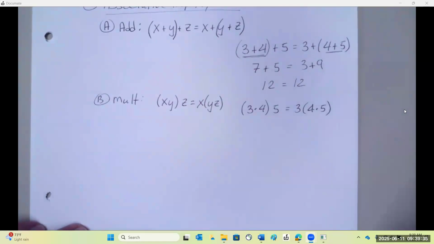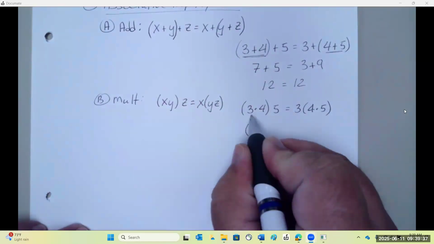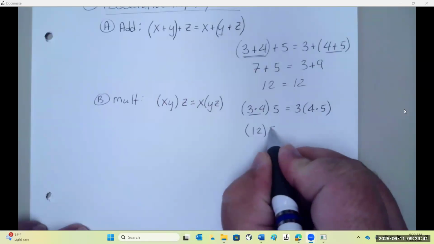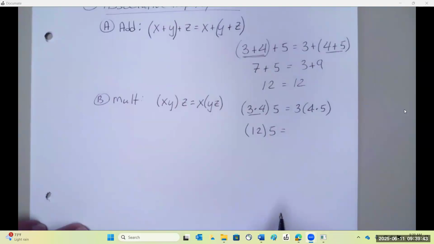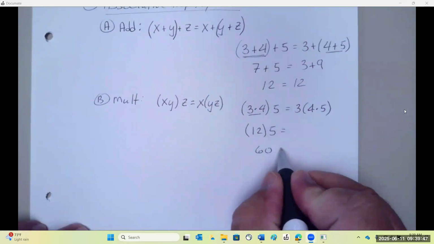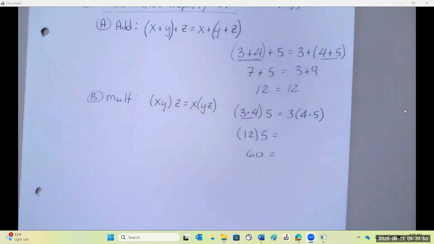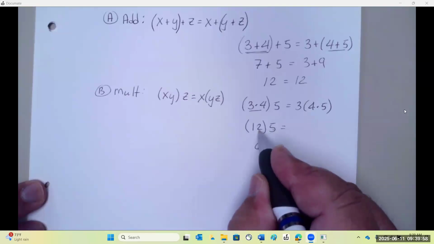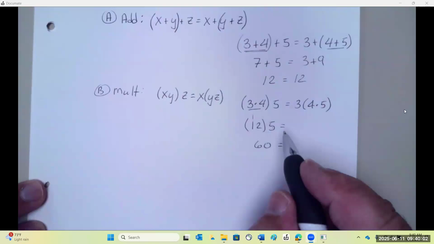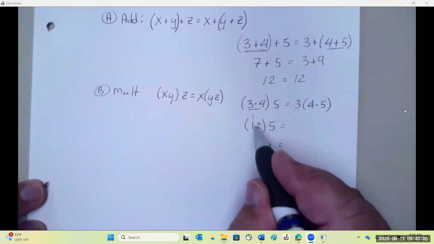Left-hand side, what do you do first? Inside, so 3 times 4 is 12. Then 12 times 5 is? How did you get 60? What did you do? But mathematically, what did you do? Multiply 5 times 2 is, that's a 0, carry the 1. Then 5 times 1 is 5, plus 1 is a 6.